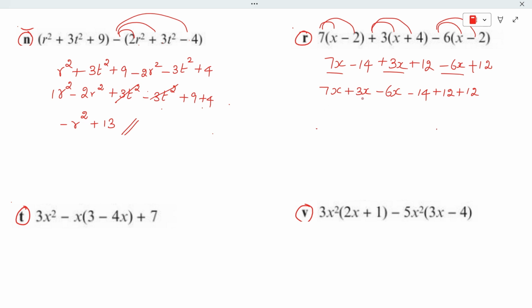So 7x plus 3x is 10x, minus 6x will be 4x, minus 14 plus 12 will be minus 2, plus 12 is going to be plus 10. So this is your answer.